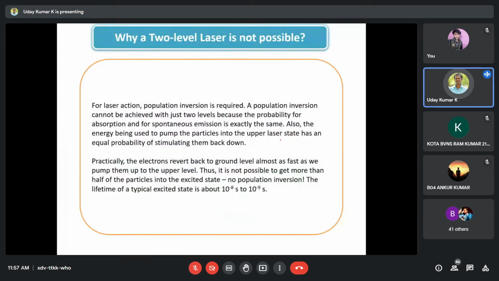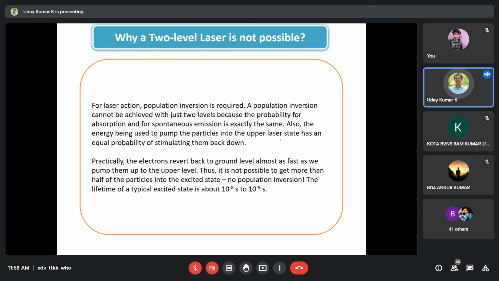Now, as I told you, why is a two-level laser not possible? This is one of the important questions people ask in general. For laser action, population inversion is required. A population inversion cannot be achieved with just two levels, because the probability for absorption and spontaneous emission is exactly the same, from the Einstein relation as well. Also, the energy used to pump the particles into the upper laser state has an equal probability of stimulating them back down.